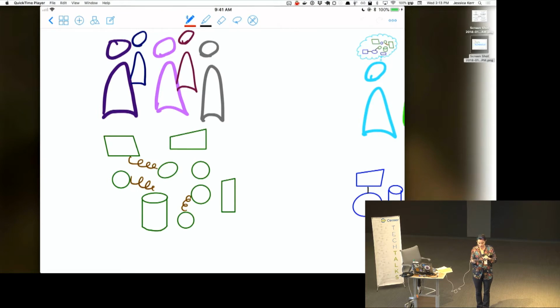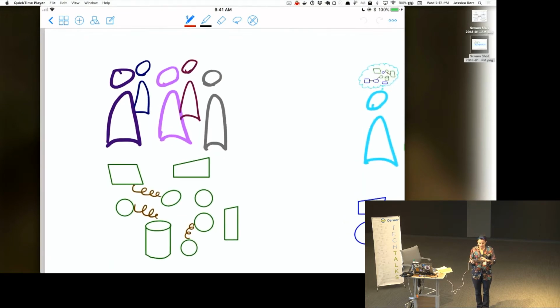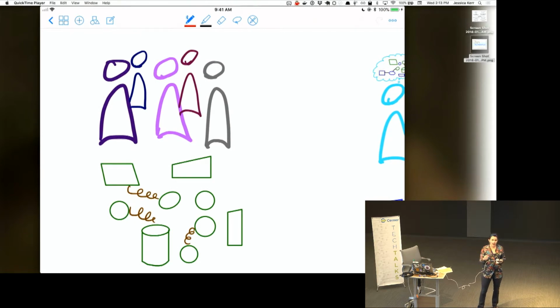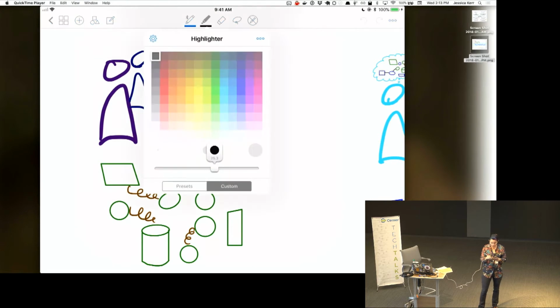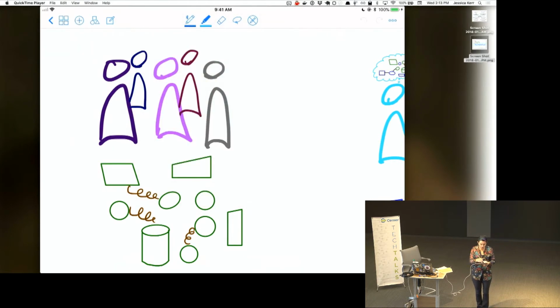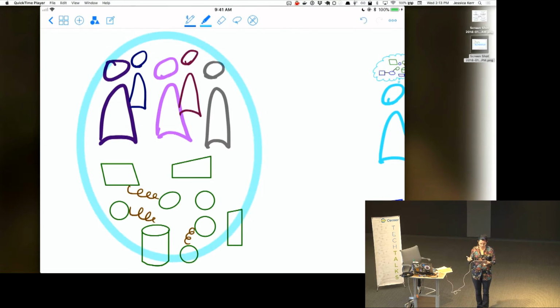The brown squigglies, those are like queues. Maybe that's Kafka. But as your users interact with the software in order to do their jobs, collectively, they form a system. These are not independent of each other. There's one system here of the users and the software to help them do their jobs.